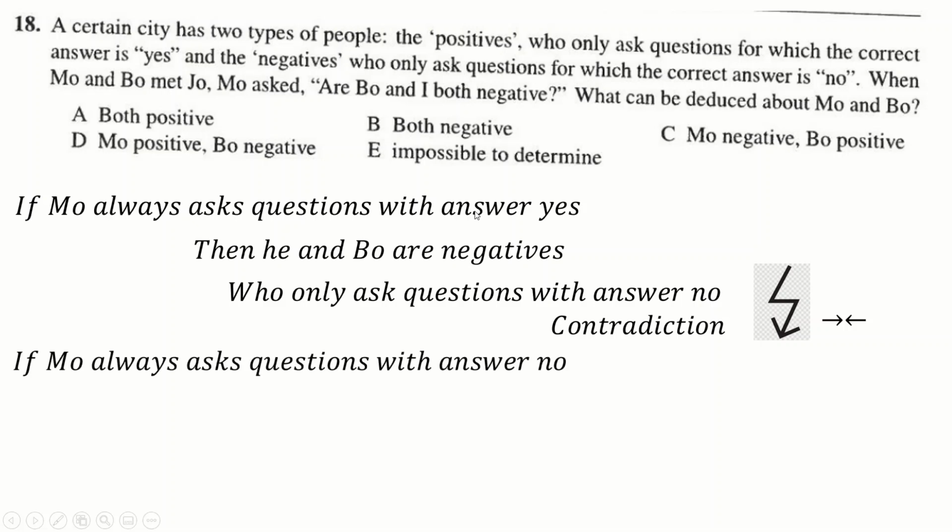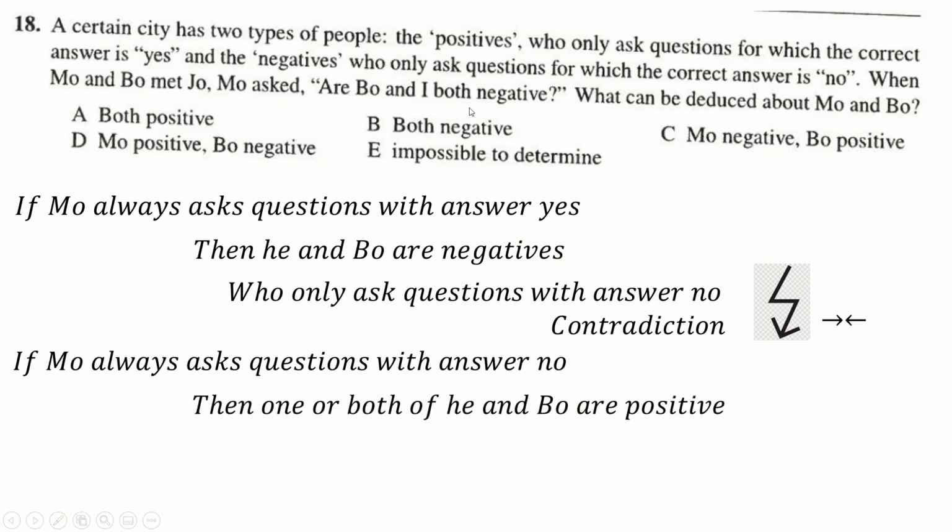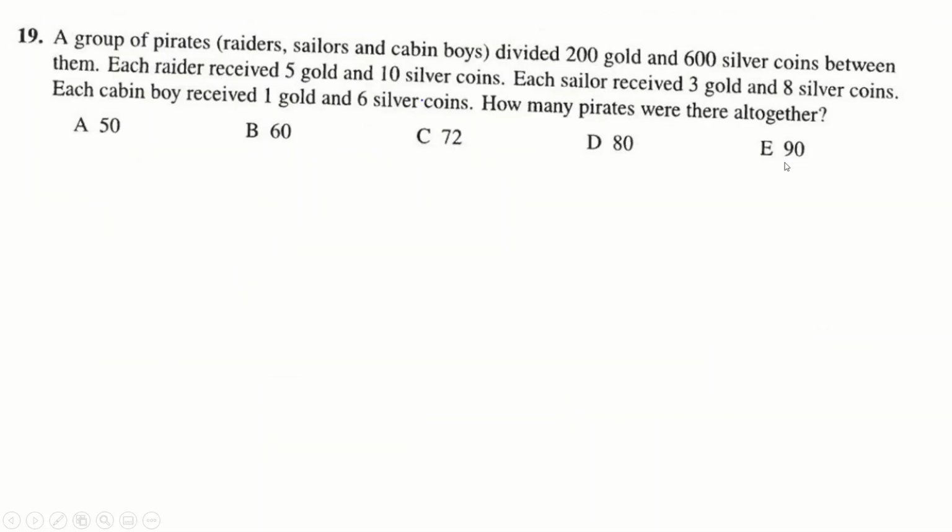So then you say, okay, so in this case now, let's say Mo is negative, in which case the answer to this is no, which means that either he or Bo or both are positive, but we know he's not positive because in this timeline we've said that he's negative, which means Bo must be the positive one. So Mo is negative, Bo is positive is the answer.